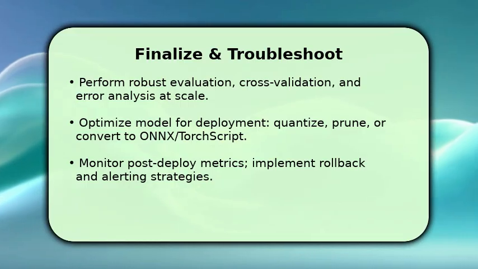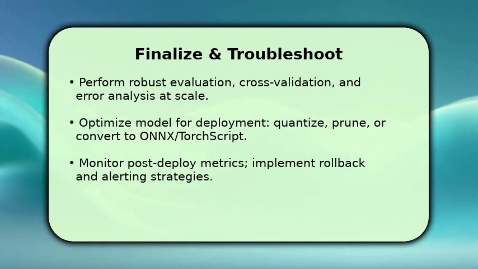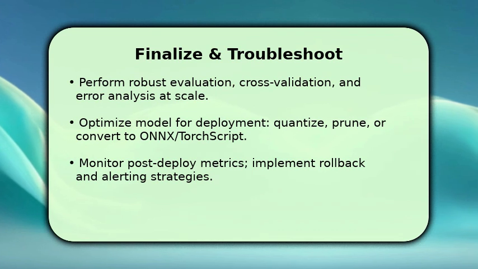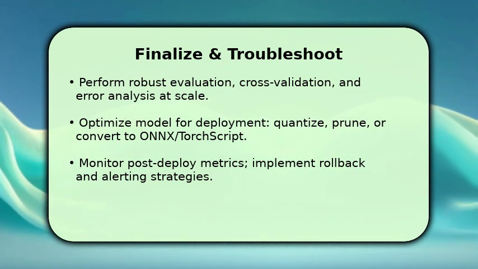Once deployed, set monitoring and alerting for drift and regressions, and define rollback criteria. If performance drops or unexpected behavior appears, first reproduce locally with the same seed and data snapshot. Then inspect data pipeline and model checkpoints. This one troubleshooting step often reveals the root cause.